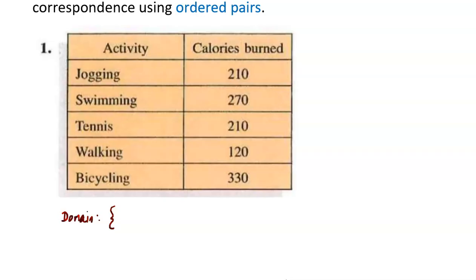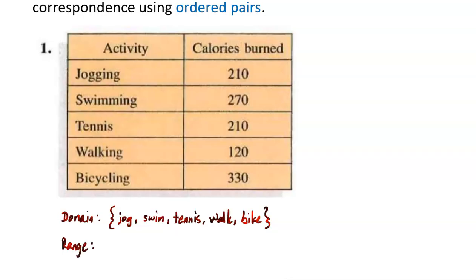So your domain is the activity jogging, the activity swimming, the activity tennis, walking, and bicycling. That list of 5 activities is the domain of this correspondence. Now the range.